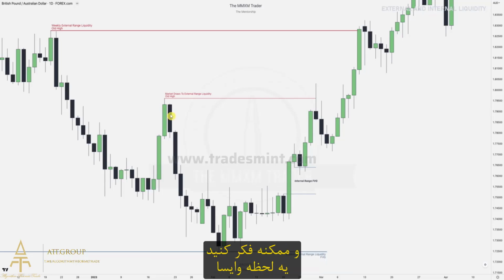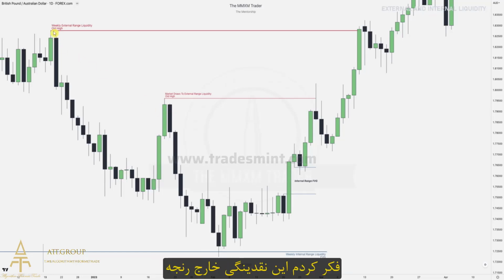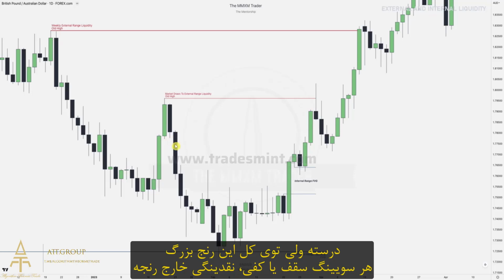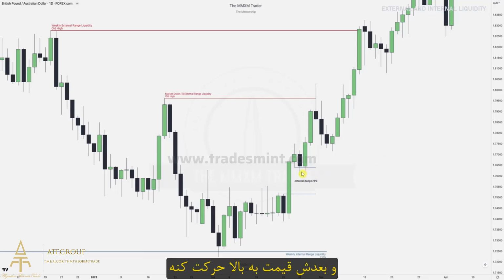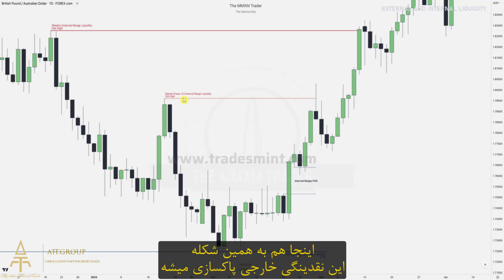And you might think, well, wait a minute, I thought this was external range liquidity, right? But in this whole bigger range, every swing high or swing low is external range liquidity. And remember, internal range liquidity will be that fair value gap we're looking for to mitigate with and continue up. So same case over here, we take out this external range liquidity.